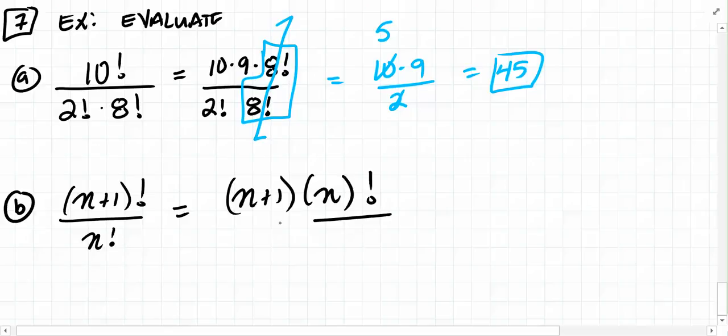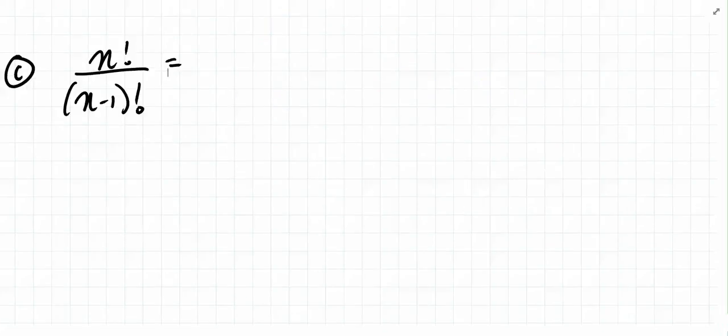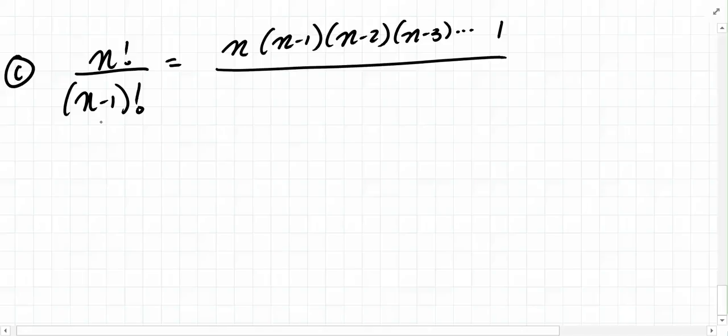Let's try this one. What does the top literally mean? The top means this. It means n times what? n minus 1. Times n minus 2 times what? n minus 3, all the way down until I get to what number? 1. Good, that's what that means. Now look, n minus 1. So I start with an n minus 1. What's the one after that going to be? N minus 2. What's the one after that going to be? And then all the way down until we get to what?